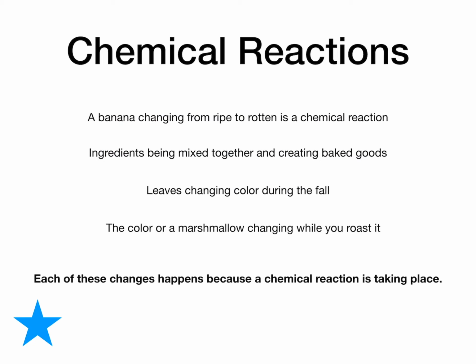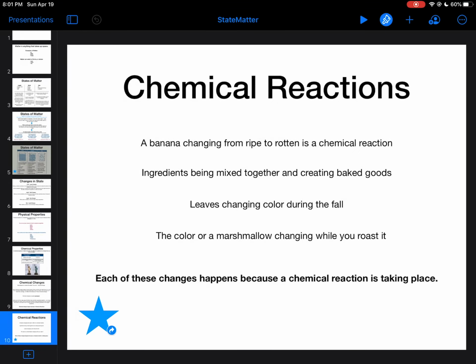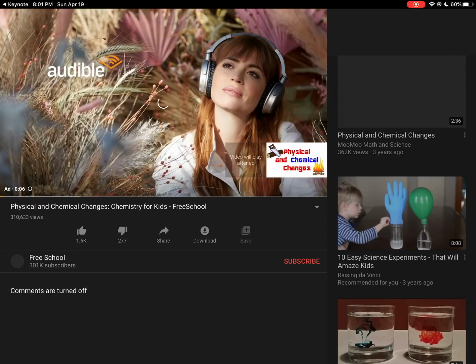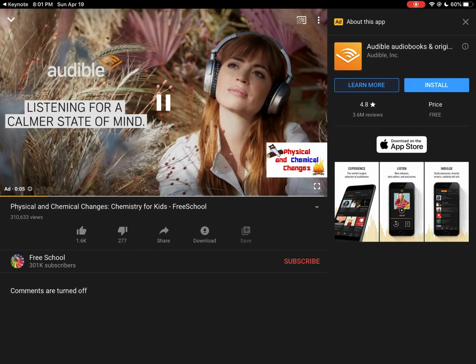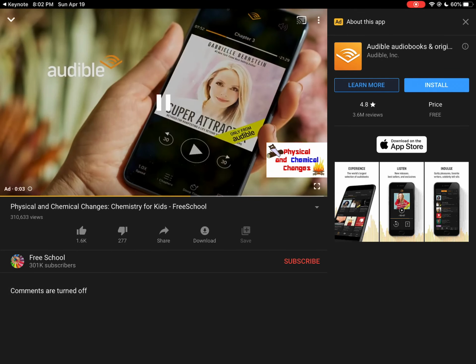So here we go. These are some examples of chemical reactions. A banana changing from ripe to rotten is a chemical reaction. Once the banana rots, you can never turn it into a ripe banana again. Ingredients being mixed together to create baked goods. Again, just like the cookie example, you can never take those ingredients out of that baked good and put them by themselves again. The leaves changing color during the fall is an example of a chemical reaction. Or the color of a marshmallow changing while you roast it. The marshmallow will never go back to being a raw, uncooked marshmallow. Each of these changes happens because a chemical reaction is taking place.